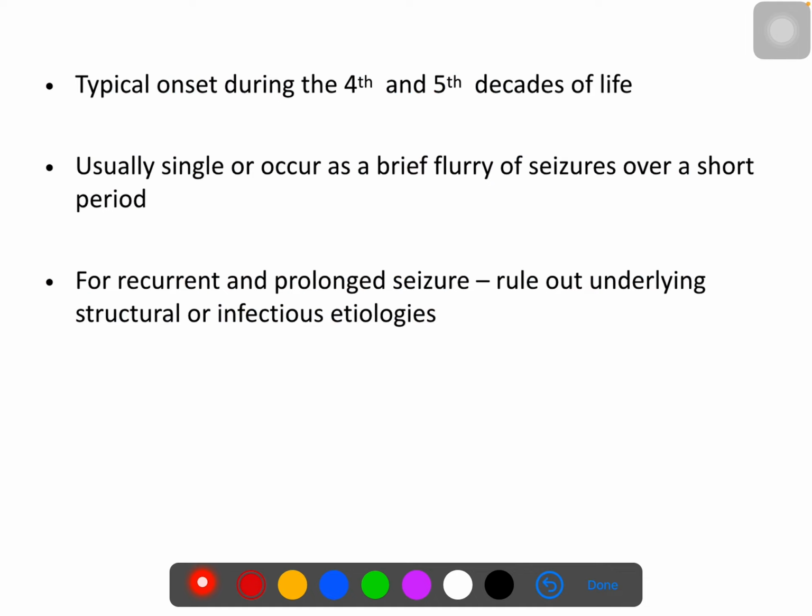The typical onset is during the 4th to 5th decade of life, but also in the 20s; I have seen many cases of alcohol withdrawal symptoms. Usually it is a single seizure or occurs as a brief flurry of seizures over a short period. For recurrent and prolonged seizures, rule out underlying structural or infectious etiologies.